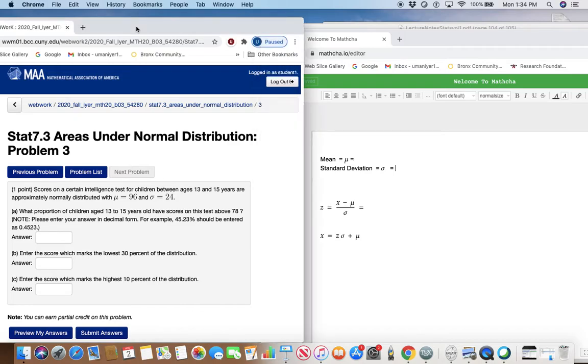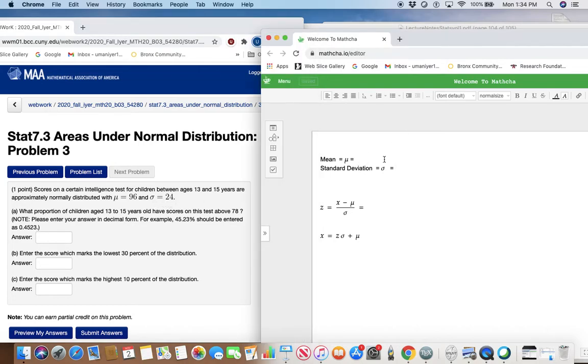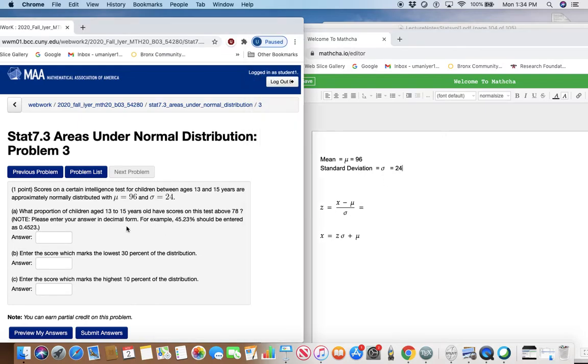Come back. Problem 3, Stat7 3. Scores on a certain intelligence test for children between ages 13 and 15 years are approximately normally distributed. Now that's important to note. We are normally distributed with mean 96 and standard deviation 24. Mean is 96, standard deviation is 24.